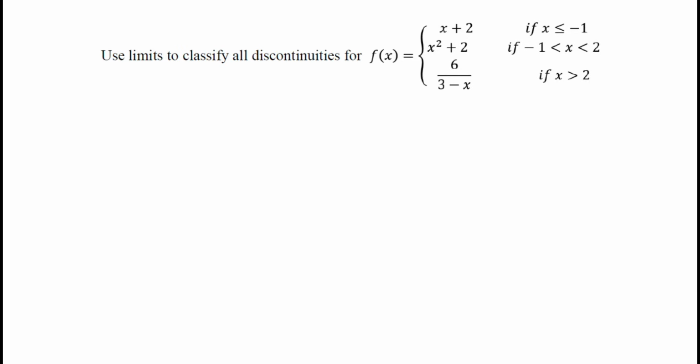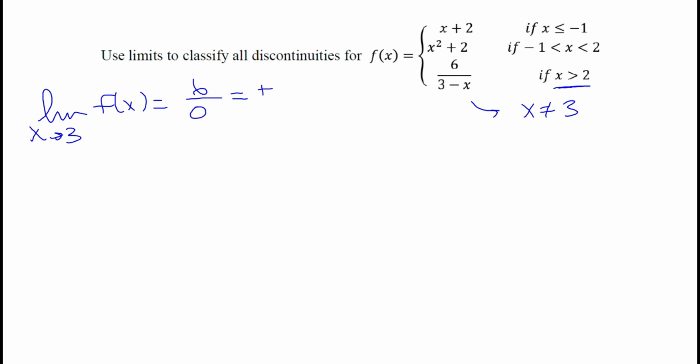All right, for our next one here, the first thing we want to check is if there are any discontinuities of each of the pieces of this function on the pieces of their domain. So x plus 2 is always continuous. X squared plus 2 is always continuous. But 6 over 3 minus x is not always continuous. It's got a discontinuity at x equals 3, which is part of x is greater than 2. So we'll start off by doing the limit as x approaches 3 of f of x, which is 6 over 0, or positive or negative infinity. So x equals 3 is going to be an infinite discontinuity.